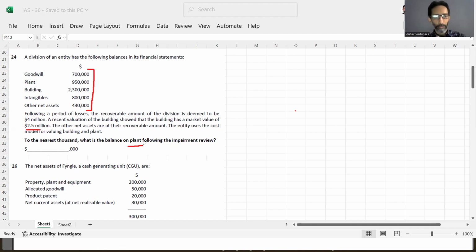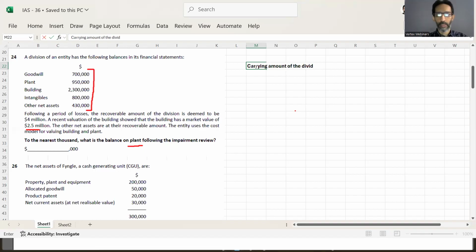Okay, but the change is that in question 2 we are required to calculate the value of plant. So now we first of all need to calculate the carrying amount of the division before the impairment, and then we're going to compare it with the recoverable amount to calculate how much impairment has taken place. Okay, so let's see. We have the carrying amount of the division. So it is 700,000 plus 950 plus 2300 plus 800 plus 430. So this gives us the carrying amount.